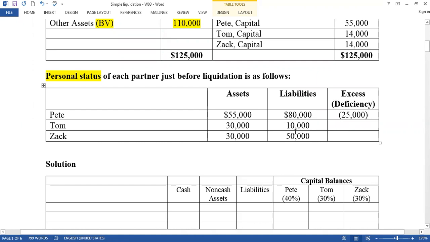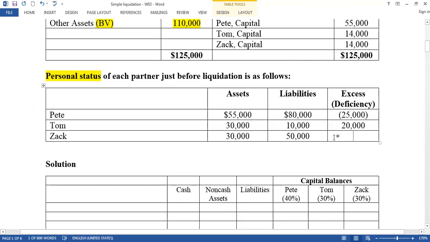Why we need personal information, I will explain very soon. What about T? T personal asset $30,000, but personal liability is $10,000. So it is good news, right? $20,000 is good news because he is solvent. He is financially solvent. What about Z? Z assets $30,000, but liability $50,000.